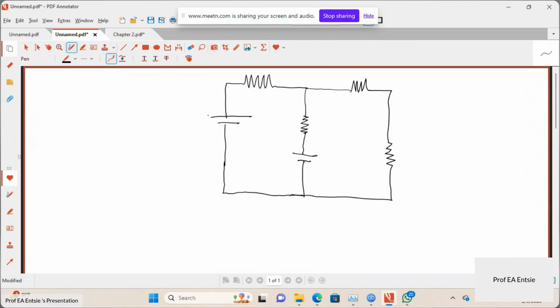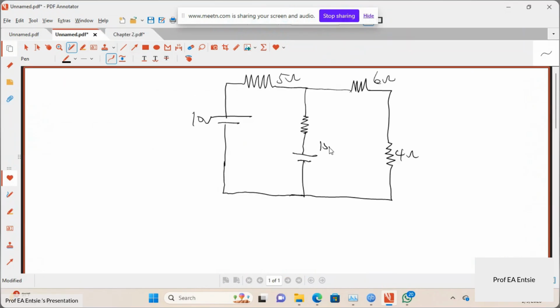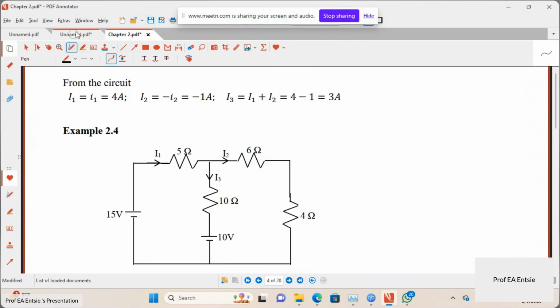Alright, so here is 4 ohms. Here is 6 ohms. Here is 5 ohms. Here is 10 volts. Okay, 10 volts, 15 volts, like that. So everything is done, right?